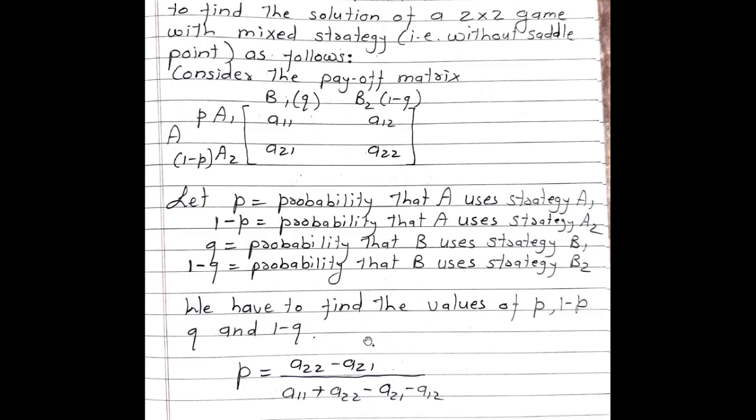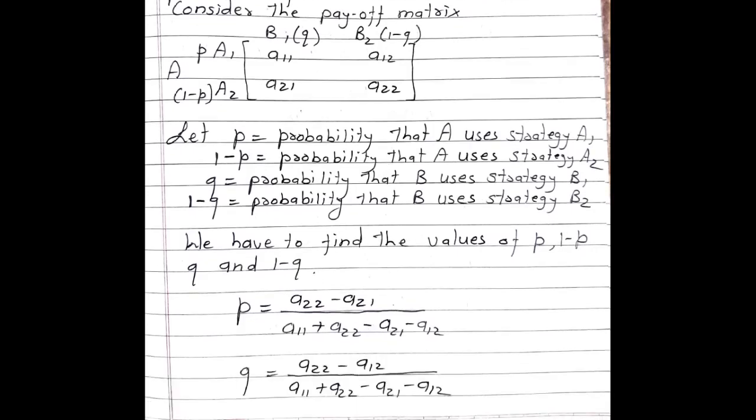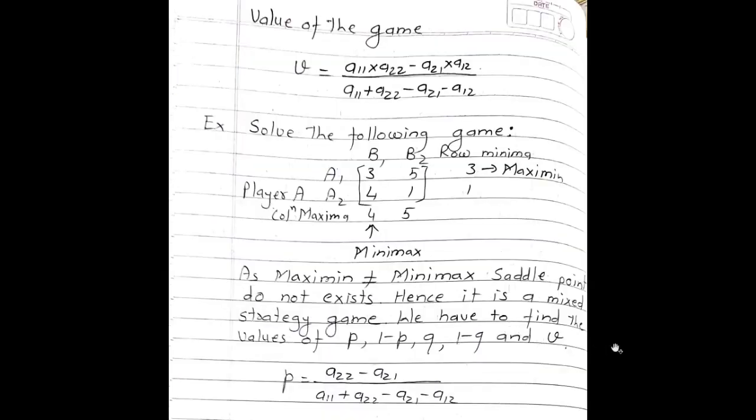The formula for P is given as P is equal to A22 minus A21 divided by A11 plus A22 minus A21 minus A12. The formula for Q is given by A22 minus A12 divided by A11 plus A22 minus A21 minus A12. And the formula for the value of the game is given by A11 into A22 minus A21 into A12 divided by A11 plus A22 minus A21 minus A12.